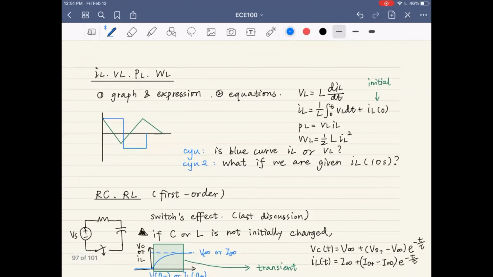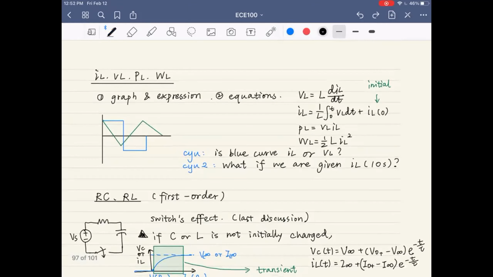Okay, because inductance and capacitance have many things in common, I put it right below the capacitance one. So the same, we still have graph, expression transformation requirement, and the equation. In the equation here, we still need to keep in mind that there is an initial value, very similar, right?